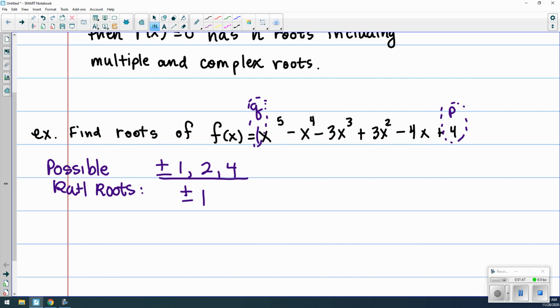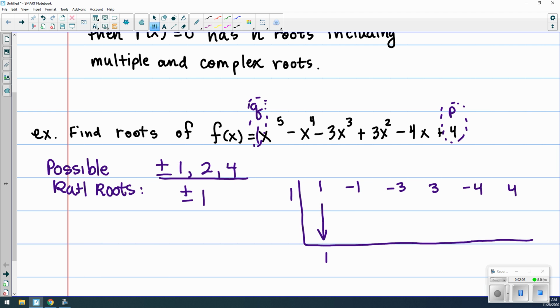Let's just be brave and try something. I'm going to start with 1. I'm feeling good about 1. If I plug 1 into synthetic division, then these are my coefficients, and I drop it like it's hot, and then I multiply and add, multiply and add, multiply and add, multiply and add, and then yes, woohoo! You want to get a remainder of 0. Remember that if you get a remainder of 0, then you have indeed found one of the roots, one of the zeros.